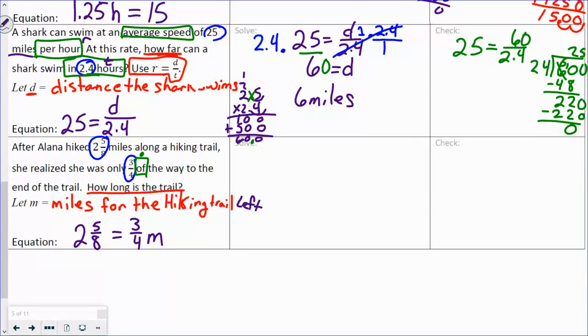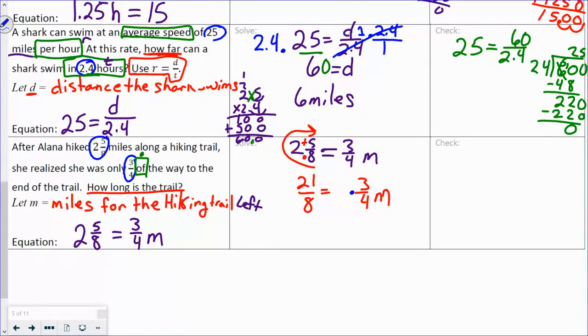Okay. So then we're going to solve this over off to the side. 2 5/8 times, or not times, my bad, I wrote it backwards. 3/4 M. I want to get rid of that 3/4, but I know I'm going to have to multiply by the reciprocal. That means I'm going to have to turn this one here into an improper fraction. Okay, 2 times 8 is 16, plus 5 is 21/8 equals 3/4 M, giving it some space and saying I'm going to multiply by the reciprocal.